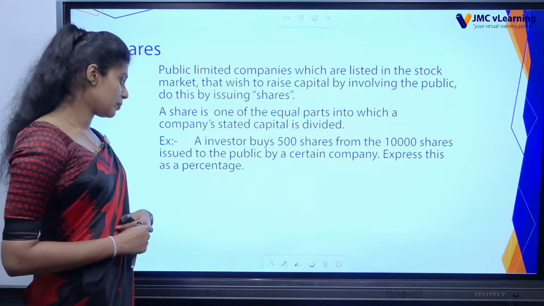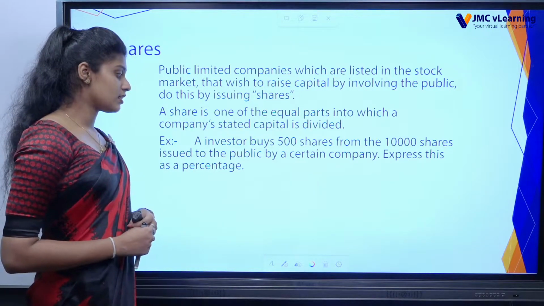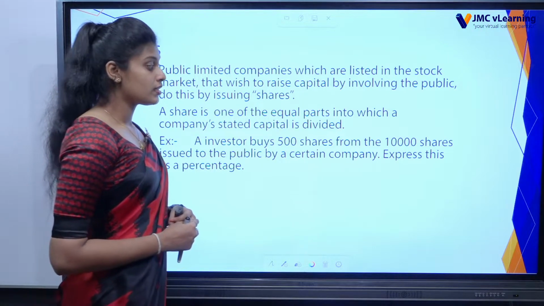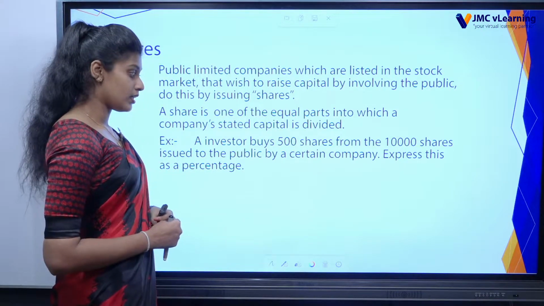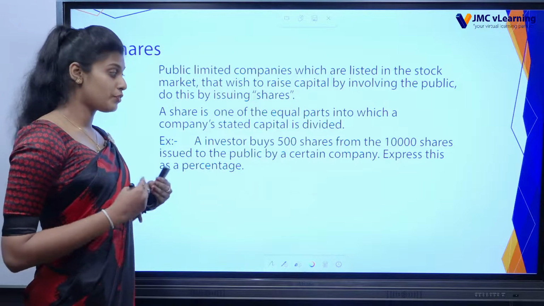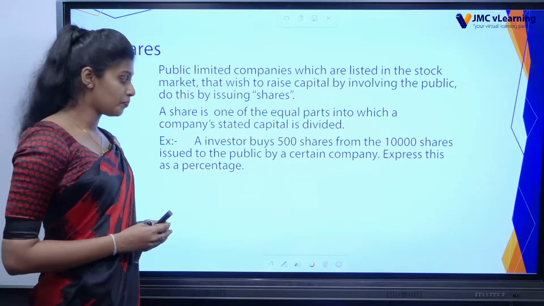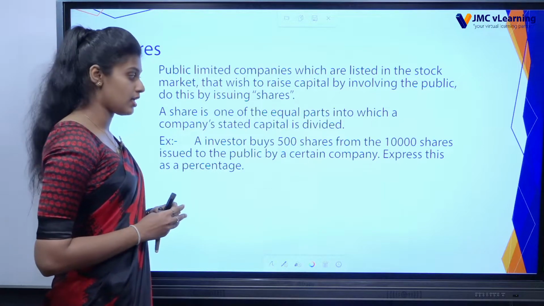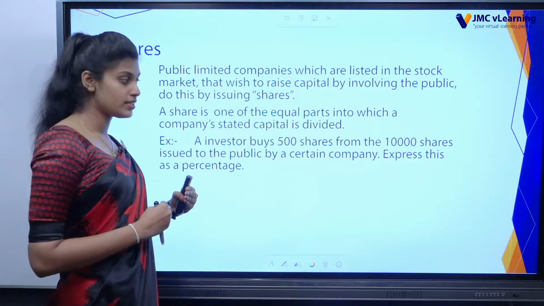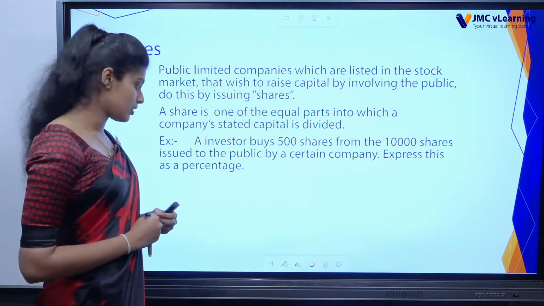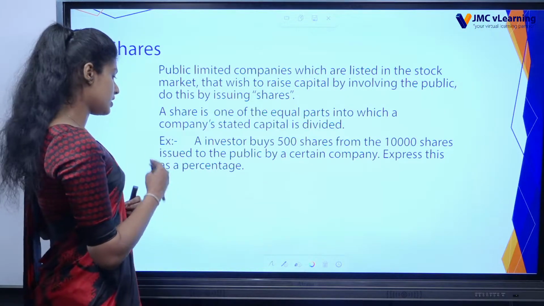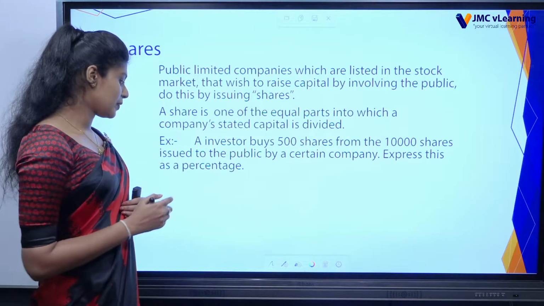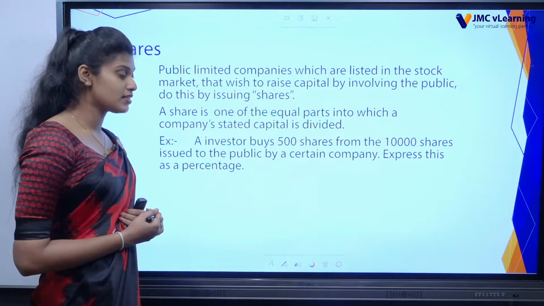I'll give an example. An investor buys 500 shares from the 10,000 shares. Then what is the fraction of this? 500 shares from the 10,000 shares. That means 500 out of 10,000. Then issued to the public by a certain company. Express this as a percentage.